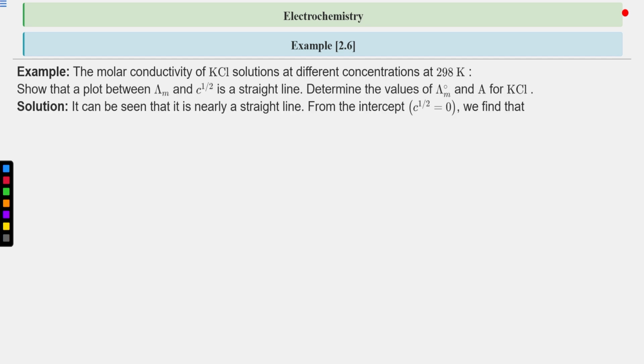For that, it can be seen that it is nearly a straight line, right? The graph was nearly a straight line, and we take the intercept at C half equals to 0. Concentration was at the x-axis. At the 0 value of the concentration, the intercept we find will be this much, 149.8 or more.